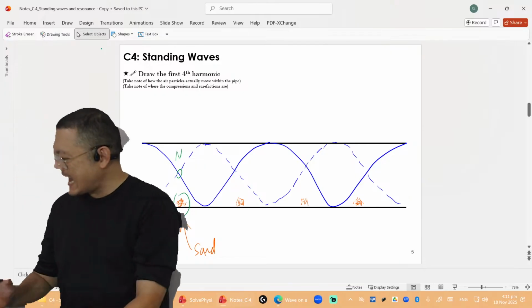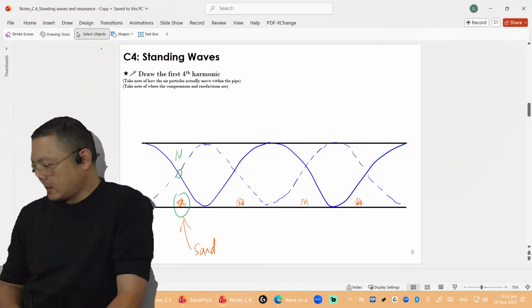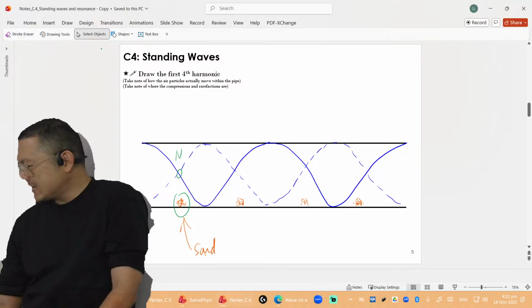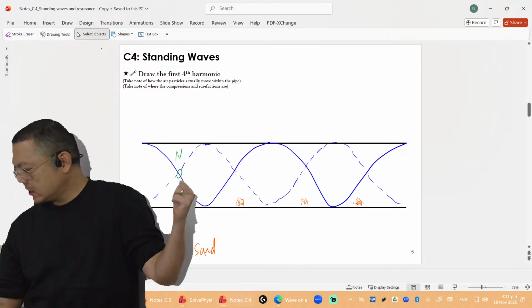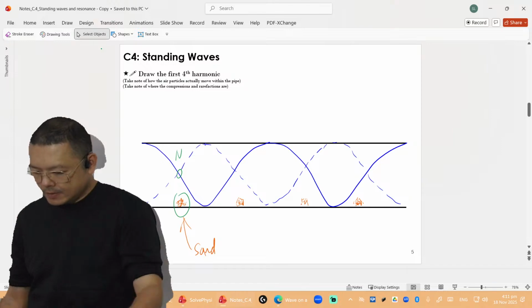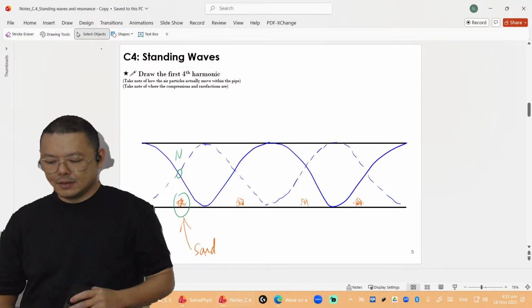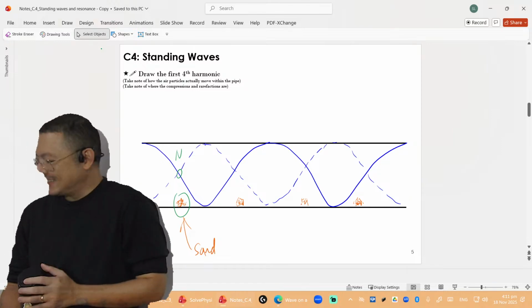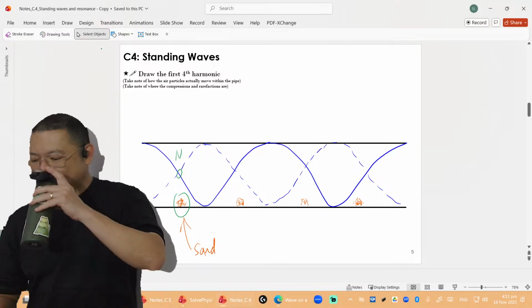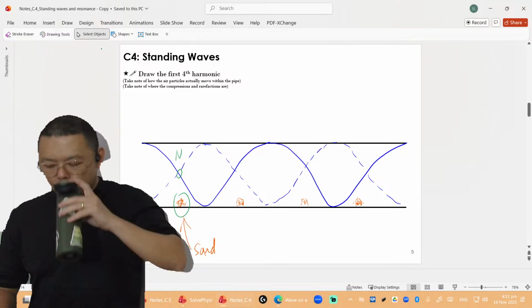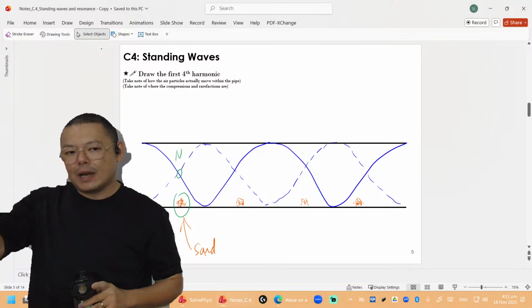So why does the sand pile up at the nodes? Yeah, weird question. So at the nodes, what are the air particles doing?